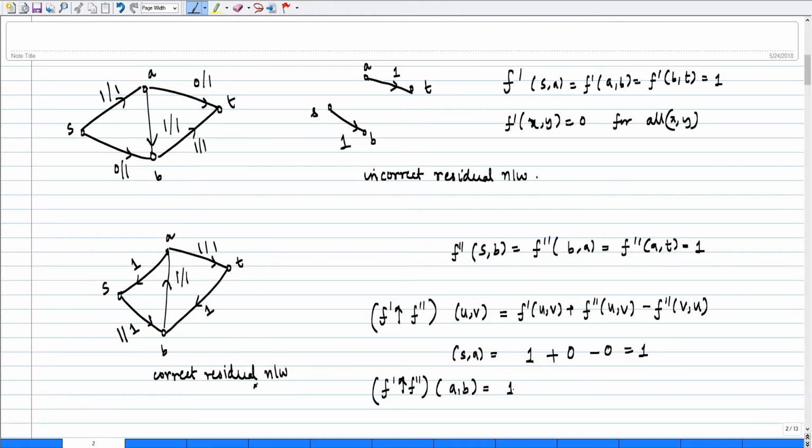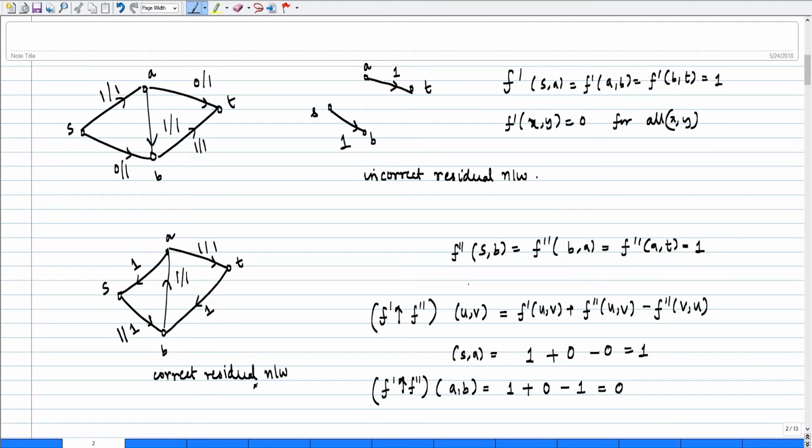We had 1 unit of flow sent in f, which is on AB. Plus, did we send anything in the direction A to B in f prime? No, we would not have, and that is 0. But then we have sent 1 unit back on B to A, which is what it is subtracting, and therefore it happens to be 0. Right? So what this says is that in the final augmented flow, you are going to have flow along SA, AT, SB and BT, and no flow along the edge AB, which is what you would expect, right?